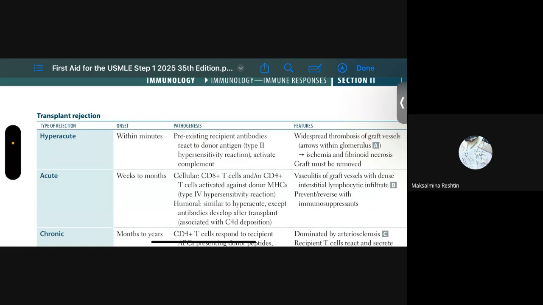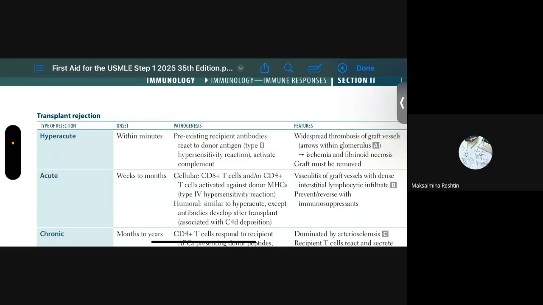So what is the pathogenesis? Pathogenesis is really important, right? Why do we have such a fast response, such fast rejection of a graft? This fast rejection of graft is basically due to type 2 hypersensitivity. In type 2 hypersensitivity, we discussed that we have preformed antibodies. For example, if I'm an individual with B positive blood group and you are an individual with A positive blood group, I with B positive already have preformed antibodies against A.